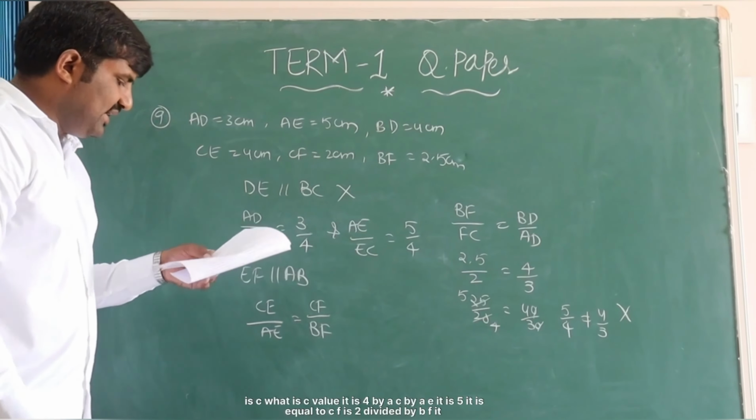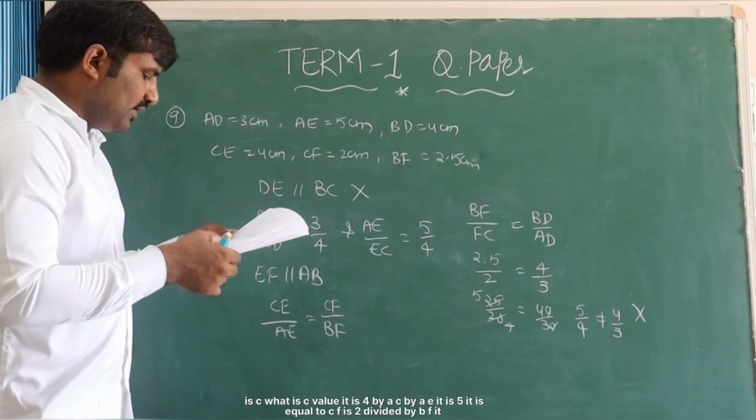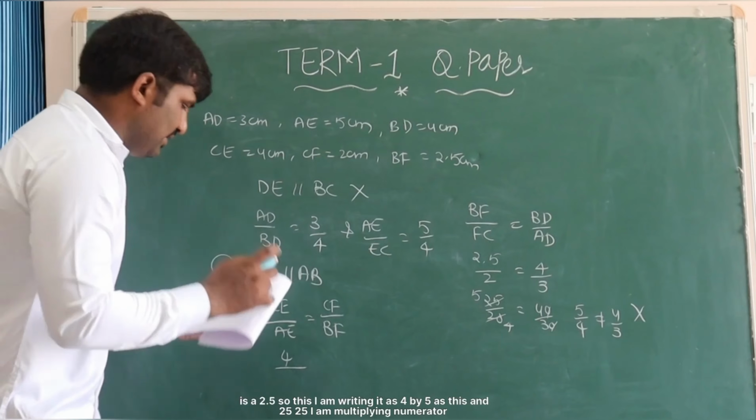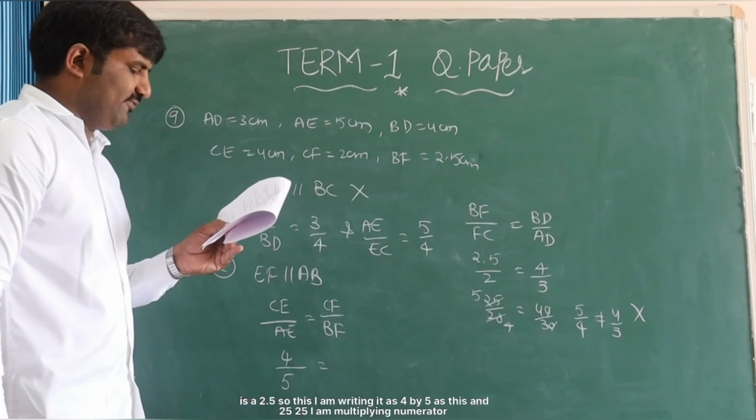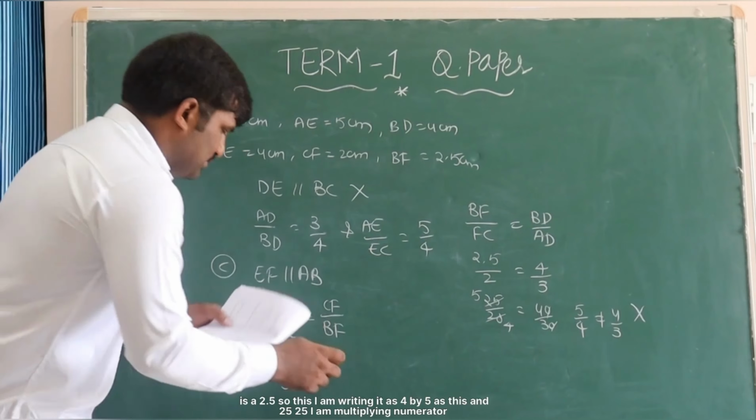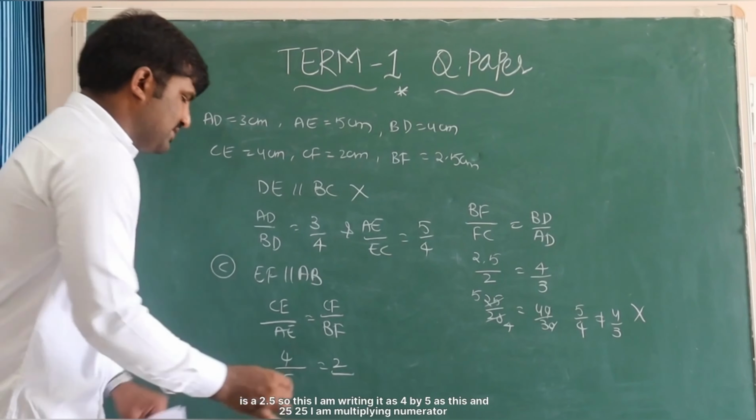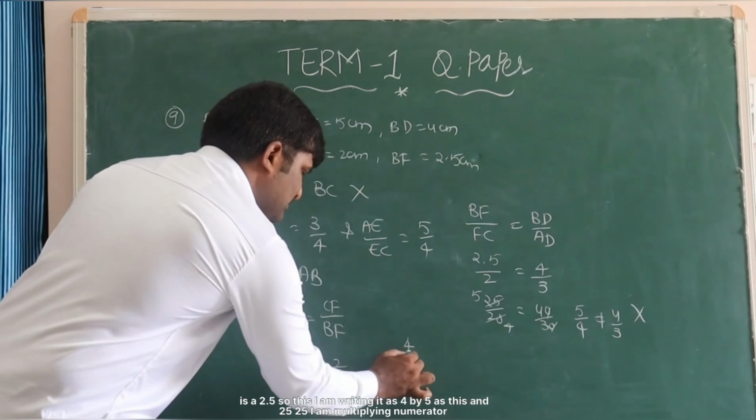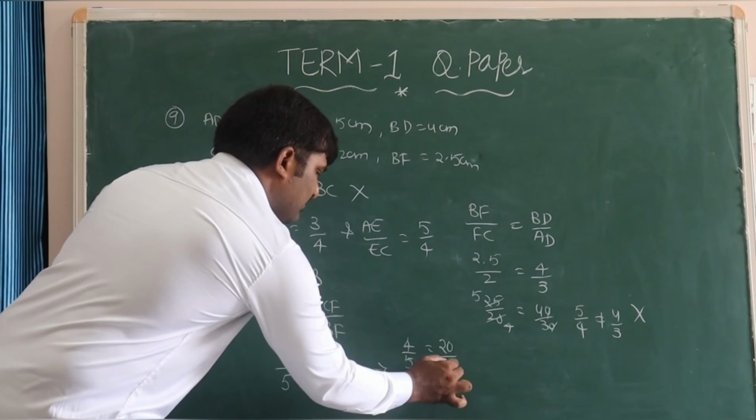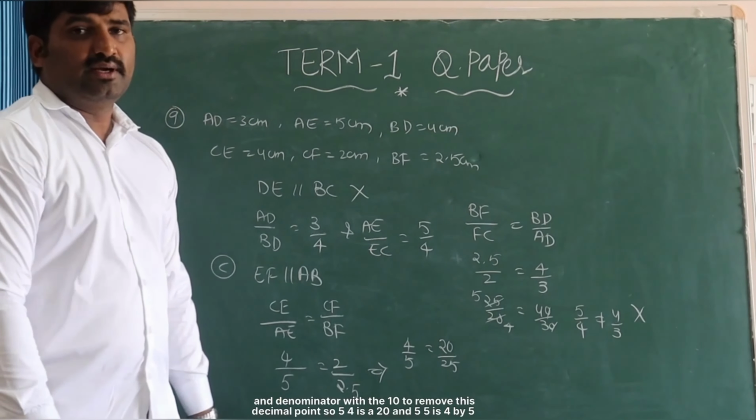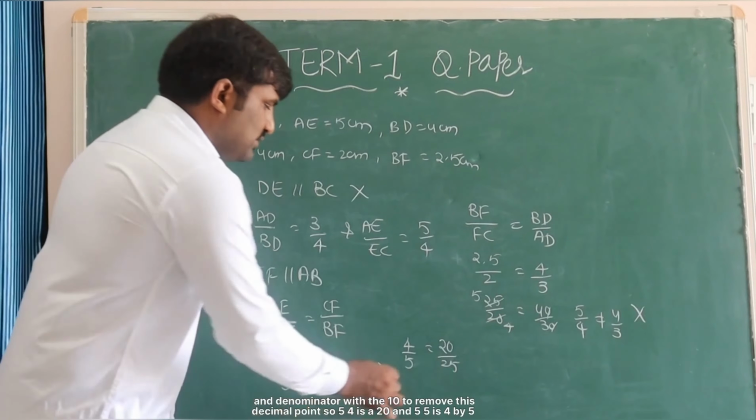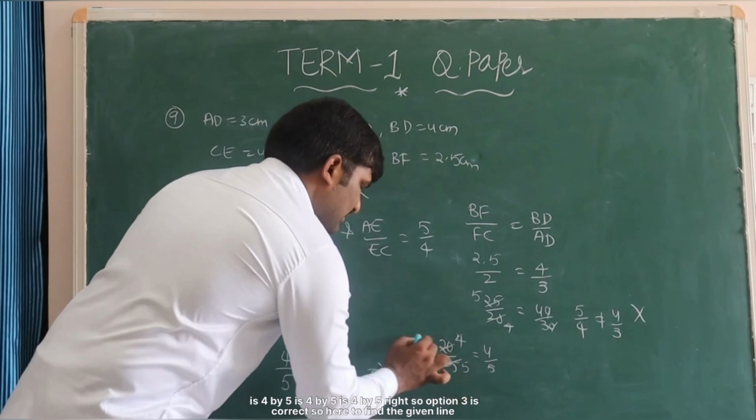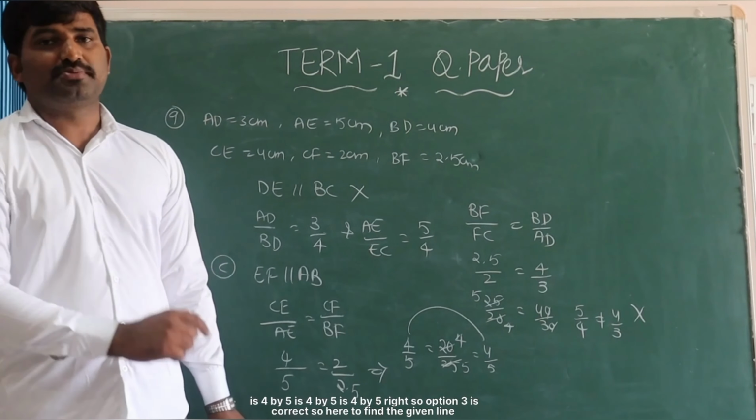CE is 4, so CE by AE is 4 by 5, which should equal CF by BF, that is 2 divided by 2.5. I am writing 4 by 5 as it is, and 20 by 25, multiplying numerator and denominator by 10 to remove the decimal point. So 5 4s are 20 and 5 5s are 25. It is 4 by 5. Is 4 by 5 equal to 4 by 5? Yes, so option 3 is correct.